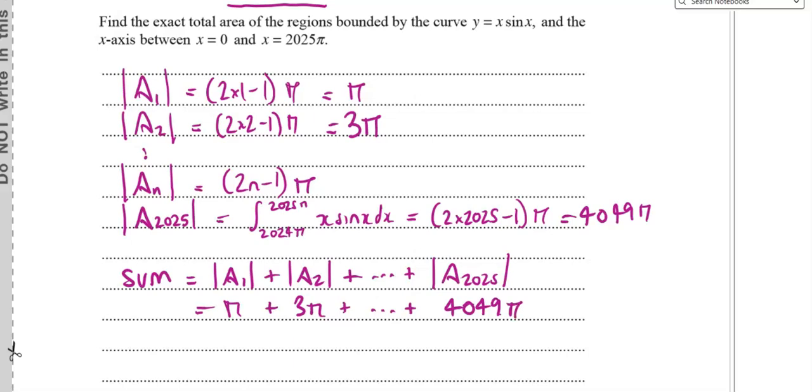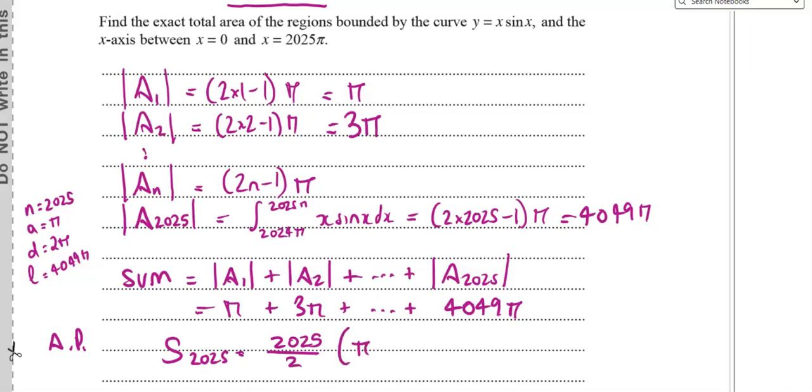So this is a nice simple arithmetic progression. We've got n equal to 2025, we've got a equal to pi, we've got the common difference of 2 pi, and we know, in fact, that the last term is 4049 pi. So the sum to 2025 equals n over 2, the first term plus the last term. So I get 4,100,625 pi in square units.